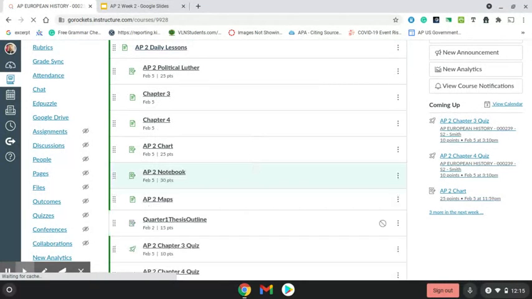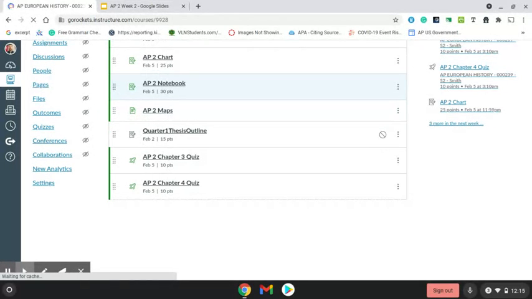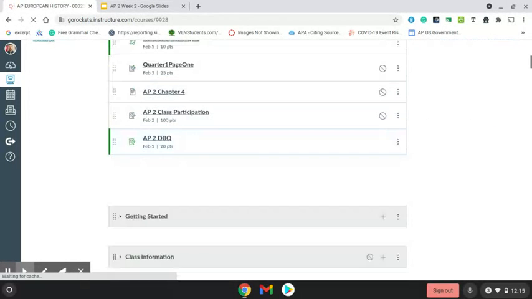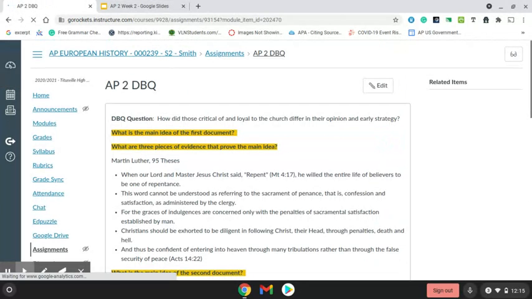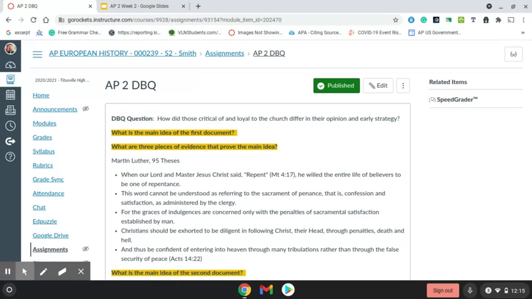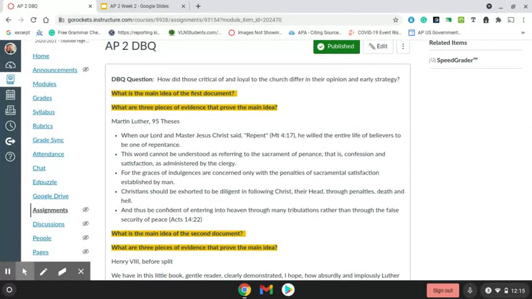But if you haven't already, in the AP2 module, click on the AP2 DBQ, the document-based question. You'll see that the question is, how did those critical of and loyal to the church differ in their opinion and early strategy? So you can see the first one are excerpts from Martin Luther's 95 Theses. And then the second one is Henry VIII.